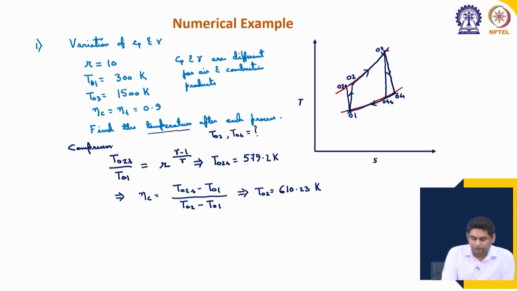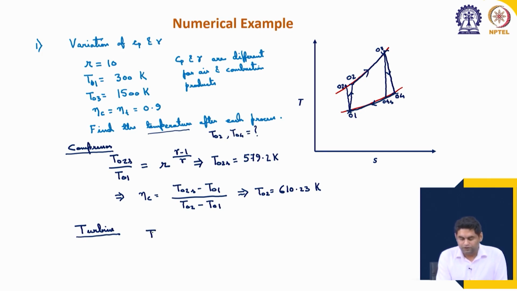Now, for the turbine, we will follow the same procedure, but take different values of Cp and gamma. So, for the turbine, T03 by T04S, this is equal to R to the power gamma of gas. So, gamma G is gamma of gas, which is 1.333, minus 1 by gamma G.